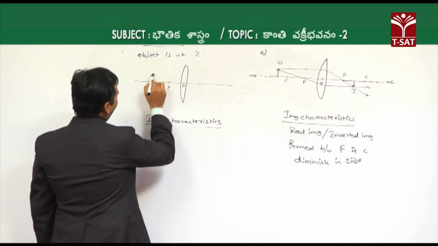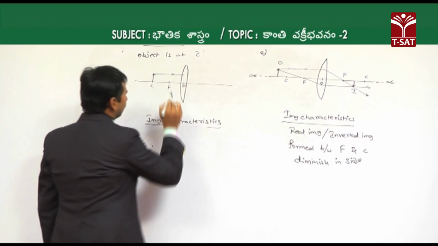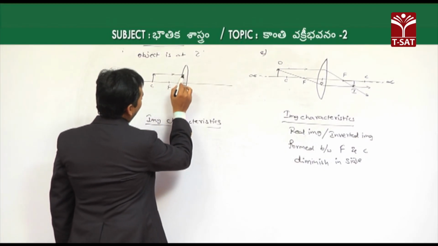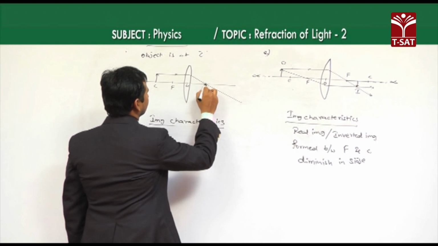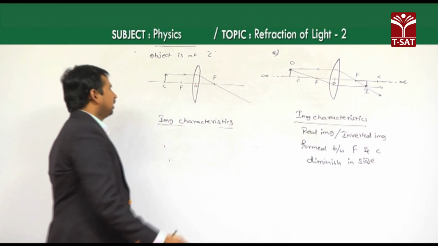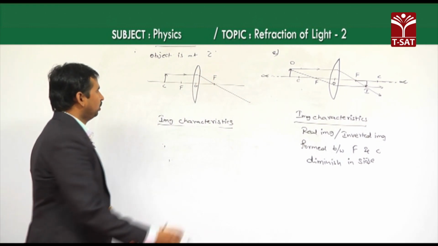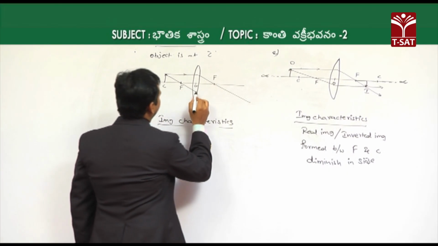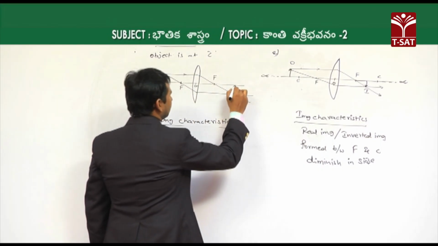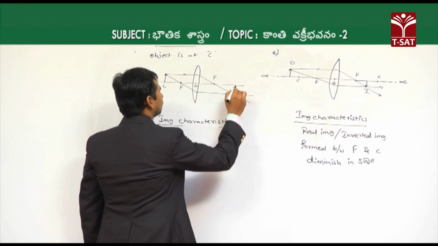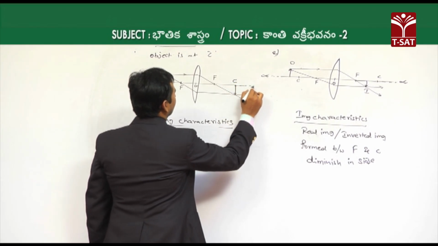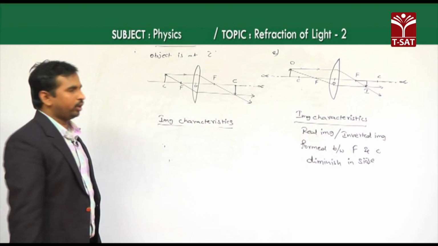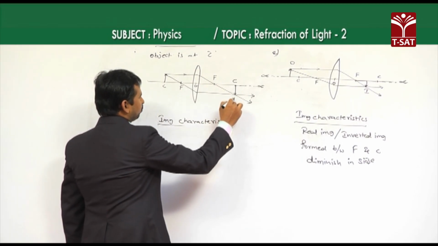Now, we know that after refraction, if you follow the rule, the first light ray passes through the principal focus, like this. Another light ray we have to take passing through the focus. Then after refraction, the light ray passes parallel to the principal axis, like this. Now both the light rays are going to meet at a point which is our image position.